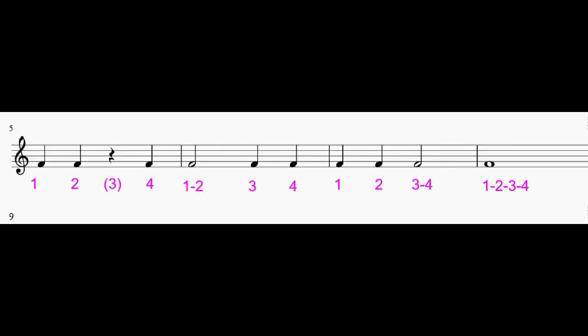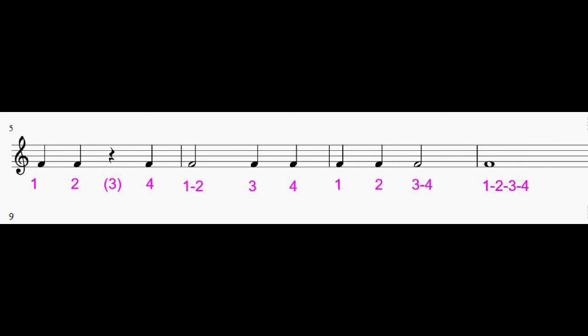So you see the numbers that are in pink. Okay, so you have 2 quarter notes, so 1, 2, a rest on 3, so that should be in parentheses, 4, then 1-2 for that half note, 3-4, 1-2, 3-4 because you're holding it, and then the last measure is 1-2-3-4. Those dashes are important, okay, so make sure you include them.